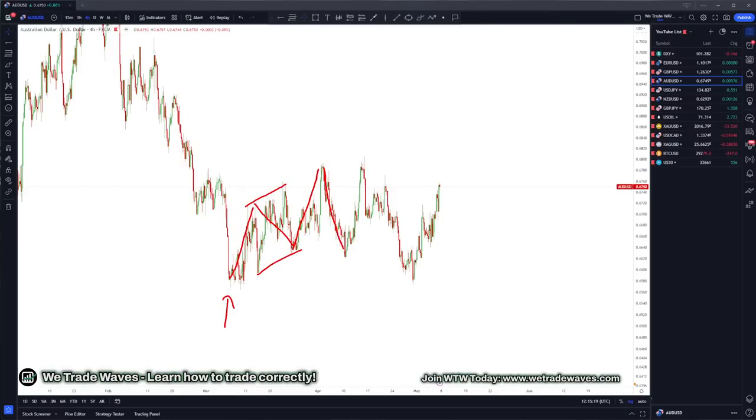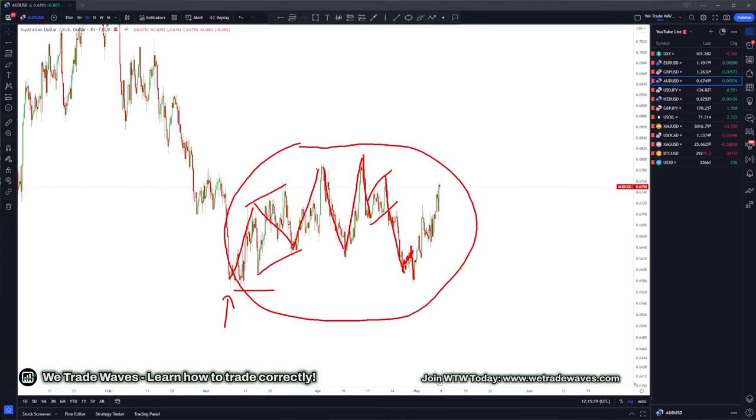Might give us a pullback, one push up. Also, this drop, corrective structure, it was easy for us. It was easy for WTW members to spot this one. And then this drop. After this drop, we've got a small corrective structure, one more fall, and then we started to push up again without breaking this low. All of this, guys, is a massive structure, okay?